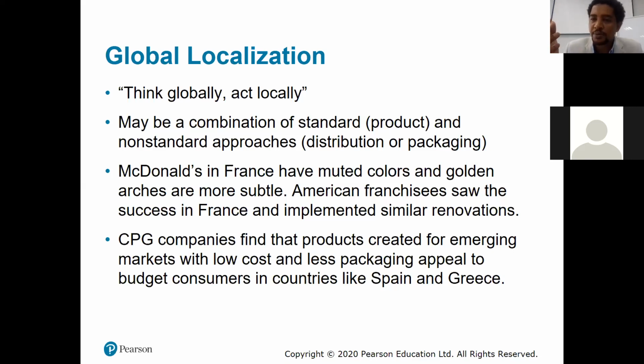So packaging would be a big deal in Europe or in the US, but it's not a big deal in Africa, okay? So instead of investing more on packaging, you can just decrease the price of the product for your African customers, or I don't know, some Southeast Asia countries' customers, okay? And if you see, for example, McDonald's, so McDonald's in France, they have different colors of their logos than in the US, okay? So that is good, okay?